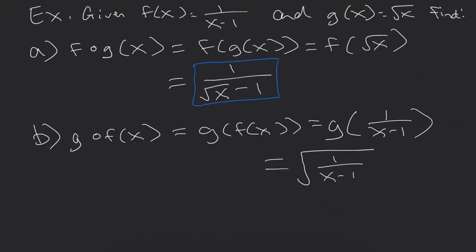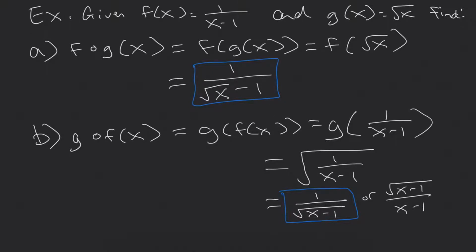So it's going to be the square root of 1 over x minus 1, which we could simplify to 1 over the square root of x minus 1. You can rationalize that if you want, you don't have to. I might as well go ahead and do it, but MyMathLab will take either answer. We could rationalize this by multiplying top and bottom by the square root of x minus 1. Either way works there.